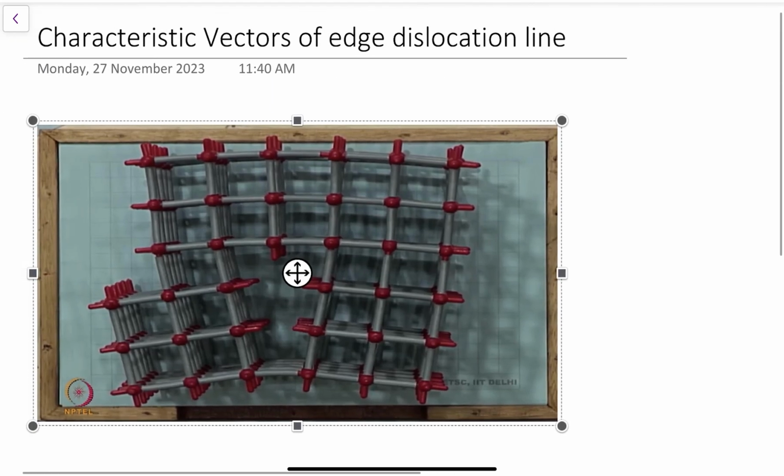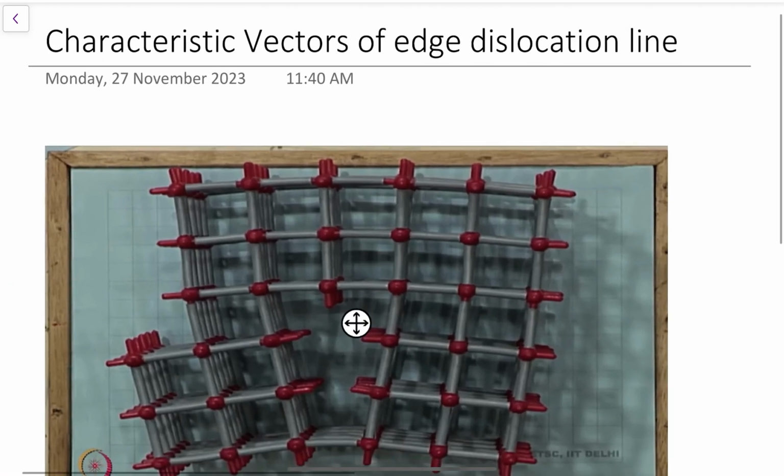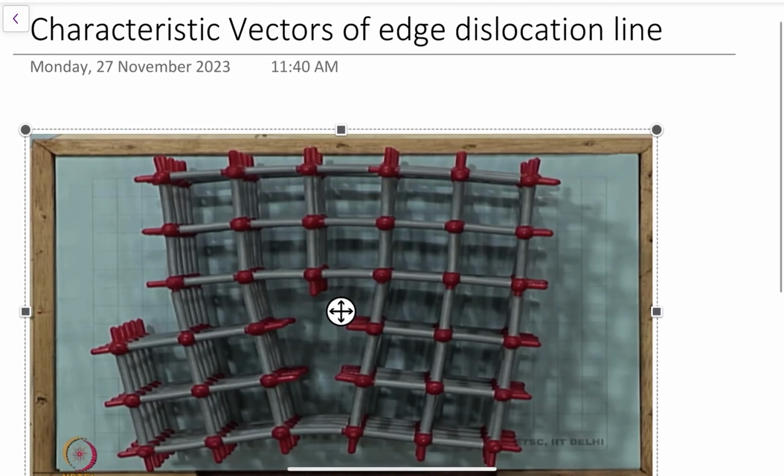So in this video, we will look at the characteristic vectors of edge dislocation line.